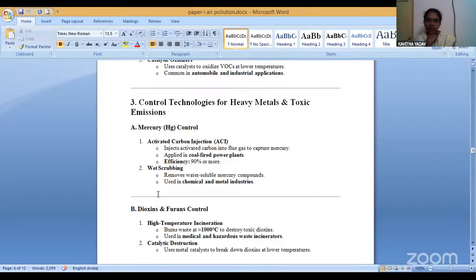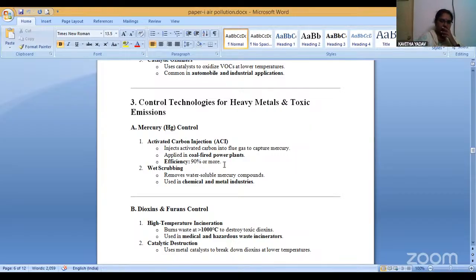Heavy metals and toxic emissions include mercury, Hg. Hg is controlled by activated carbon injection, ACI. It injects the activated carbon into the flue gas to capture the mercury, applied in coal-fired power plants, with efficiency up to 90%.